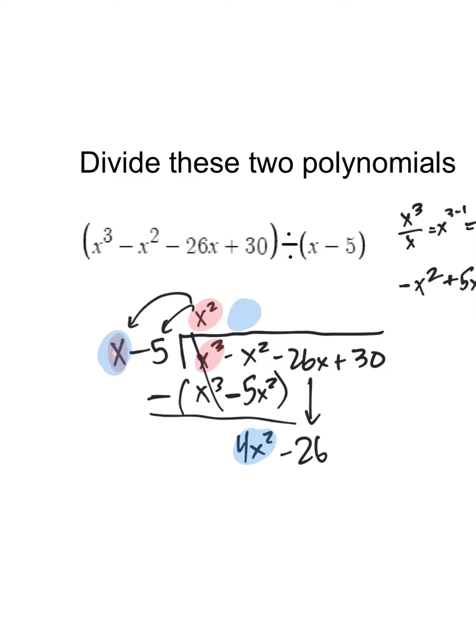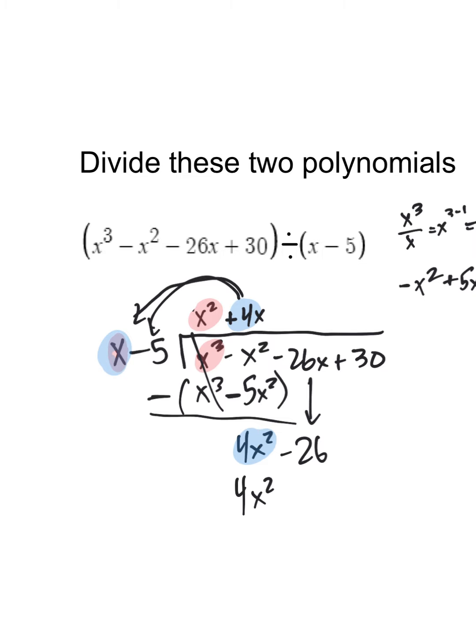Okay, so I think in this case, 4x squared divided by x gives me a positive 4x. And then I'm going to multiply. I'm going to get rid of these old arrows. And now I'm going to multiply that 4x by the x. I'm going to get 4x squared.